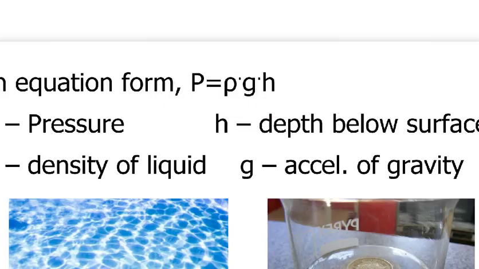Pressure is equal to the density. It's this little rho. That's the Greek symbol rho. Sorry, that's what we use to represent density, not pressure. That's what we use to represent density. All right, so that's the density of the liquid. Okay? So we've got P is pressure, rho is density, g is the acceleration due to gravity, and then h is the depth below the surface.